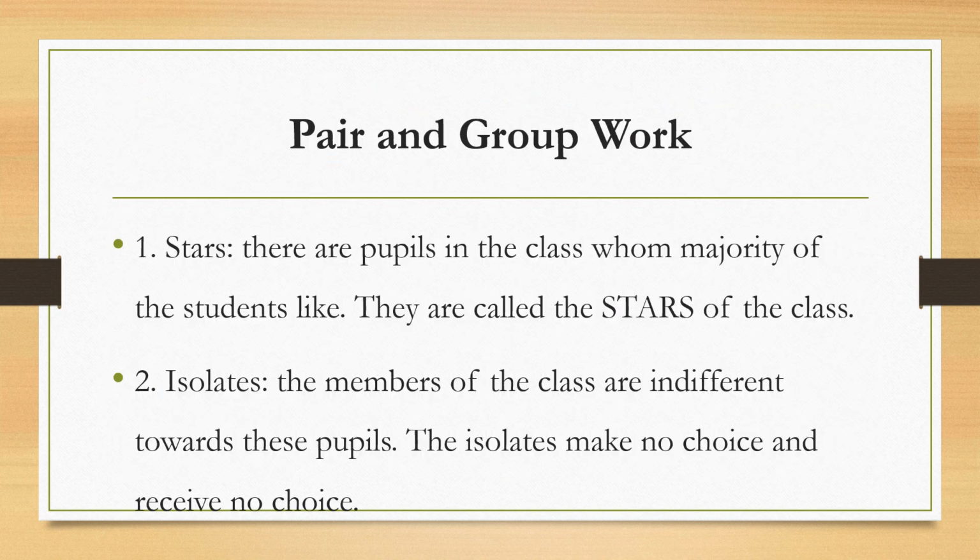Now there are different types of groups and pairs and different types of students. So one category is stars. There are pupils in the classroom whom the majority of the students like. They are called the star performers of the class. Now stars are good in everything. They are good in activities, singing, rhyming, maths, and all the other subjects.